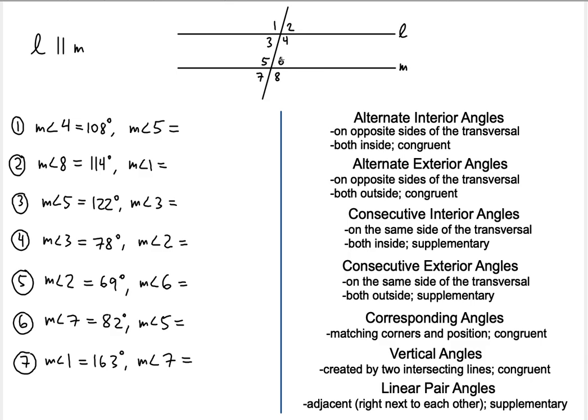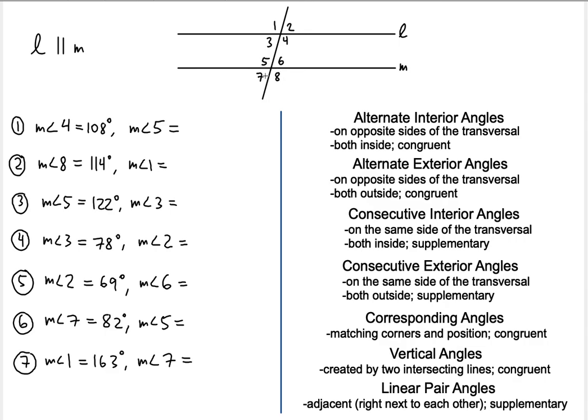But these 2 are next to each other. 6 and 8 are next to each other. They're adjacent and they're supplementary. Their angle measures add up to 180 degrees. And you can tell, right? Because this angle plus this angle gives you the straight angle, which is measured by this straight line. So by definition, this is 180 degrees.